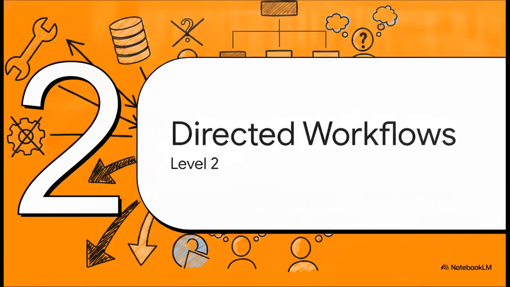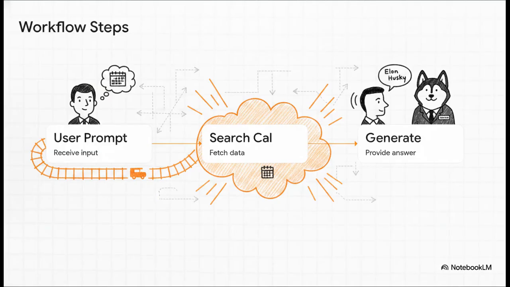Which brings us to Level 2, Directed Workflows. This is where we step in to fix that frustrating data problem. Imagine we change the rules a bit. If we explicitly program a specific path, basically telling the AI, hey, every single time I ask about a personal event, go fetch my Google Calendar data first, well, suddenly everything changes. Because we provided that explicit control logic, the AI can look it up and tell us exactly when we're meeting Elon Husky. We've effectively given it a set of train tracks to run on, bridging the gap between its broad general knowledge and your specific private data.